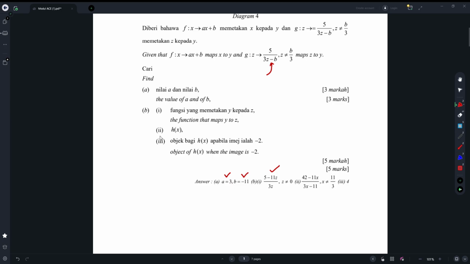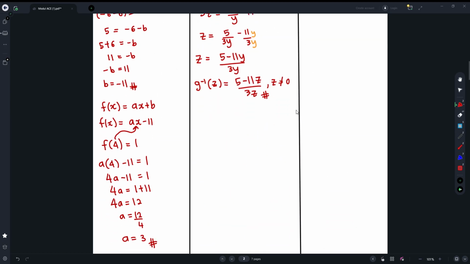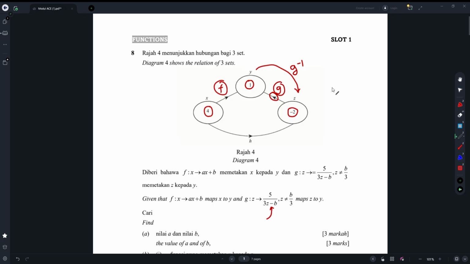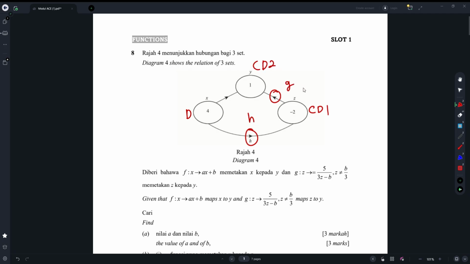As we go on to B Roman 2, we have to find h(x). For some students, this may look a little complicated, but please do not panic. This is quite simple. Let me clear all this indication. First thing students need to understand: this is my domain, and it goes through the first function h, becoming codomain number 1, and then goes through another function, becoming codomain number 2. So the first function is h, and the second function is g.